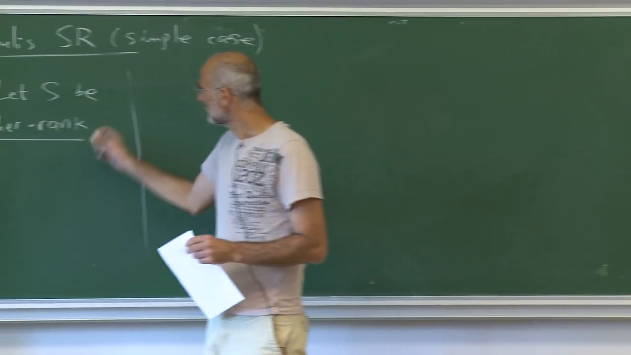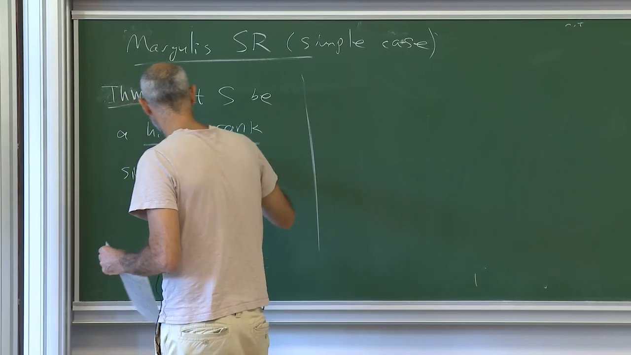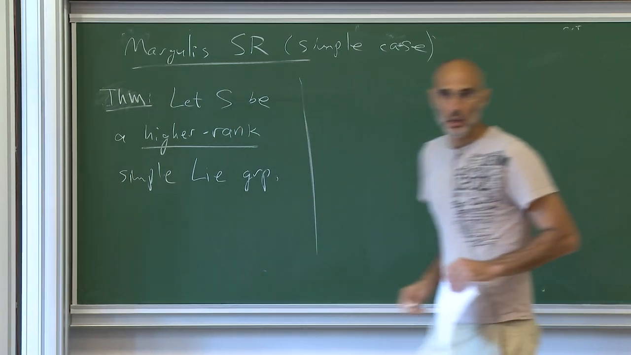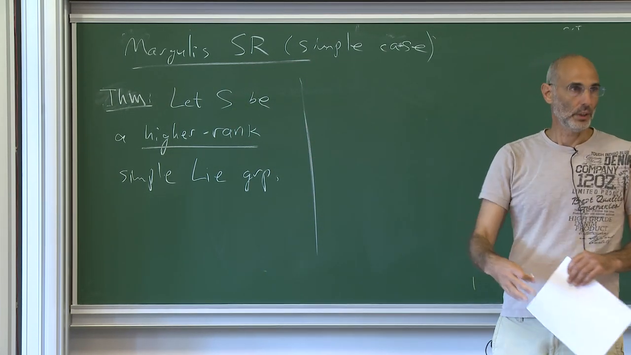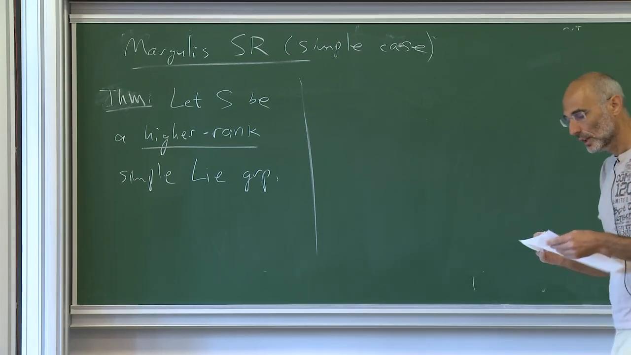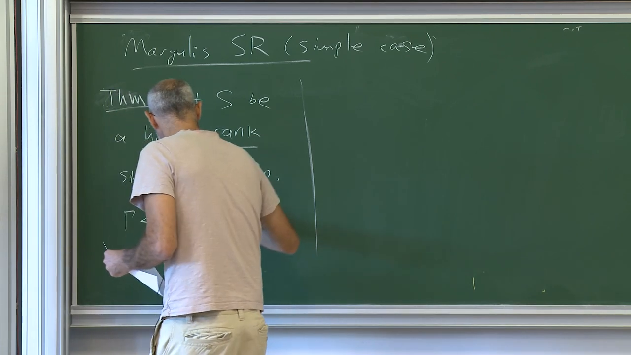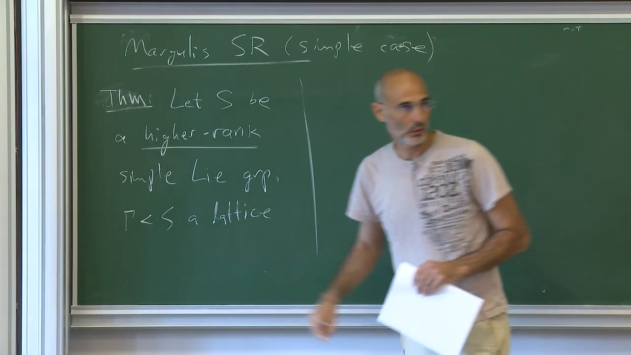Now let S be a higher rank. I will just take this setting, simply group. I need to explain what higher rank is. Again, I think everyone here knows, but I will give a brief introduction to this. And gamma inside S, a lattice. And since I'm being simple, I don't need to assume irreducibility.